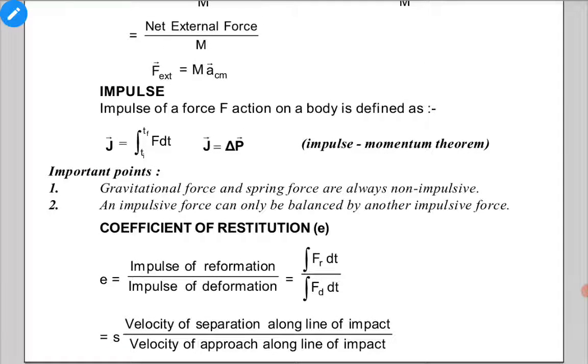Coefficient of restitution e. e equals impulse of reformation upon impulse of deformation, that is equal to integration of Fr dt upon integration of Fd dt, that is equal to velocity of separation along the line of impact upon velocity of approach along the line of impact.